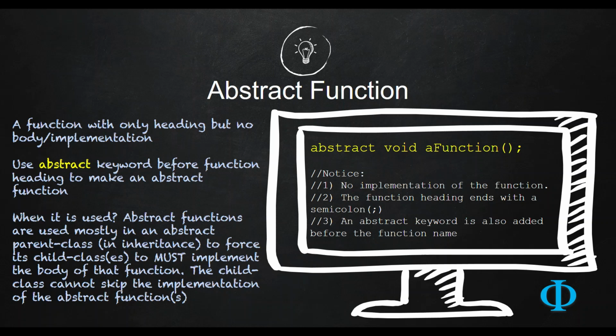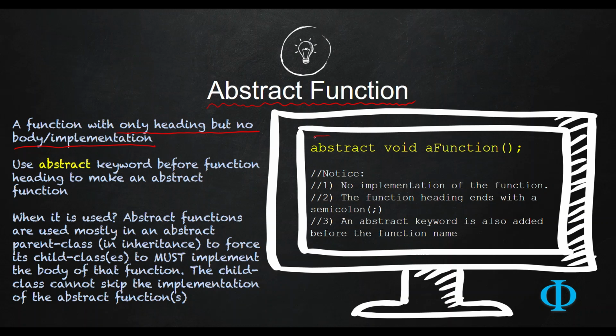So before learning the abstract class and interface, let us first learn what is an abstract function. And in this slide, I'm going to explain that. So an abstract function is basically a function which has only the heading, but no body or implementation.